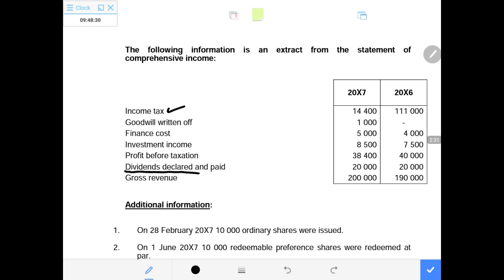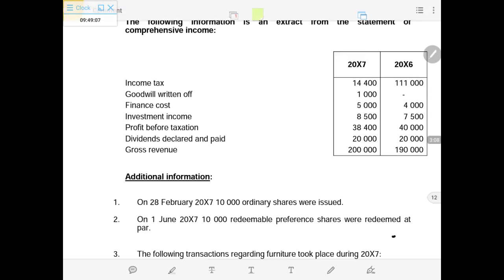Then after that we have profit before taxation, then dividends declared and paid amounting to 20,000 rand. And gross revenue, meaning before any deductions, is 200,000 rand. Remember, this is our sales for the current year. I'm focusing only on the current year because the income statement is the performance of the current year. There is no need to compare the expenses and incomes of previous years with the current year. We focus mainly on the current year. These are important when we respond to our requirements.